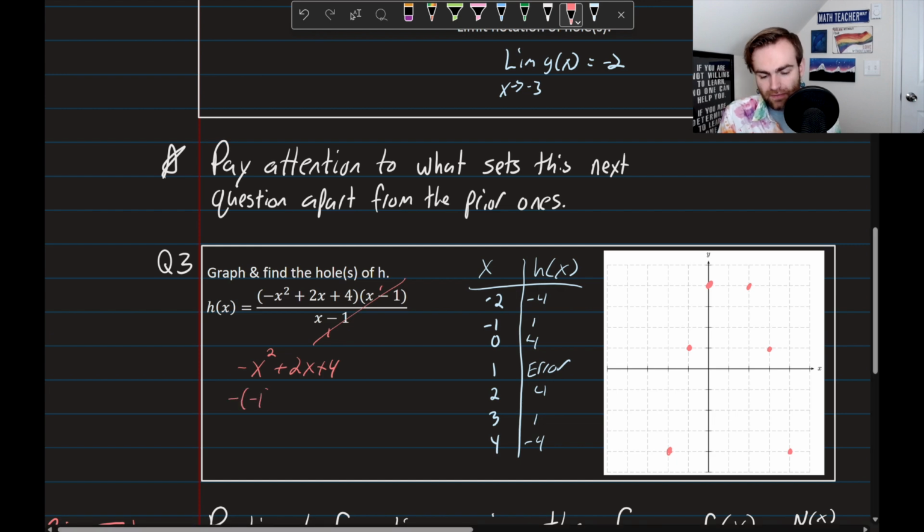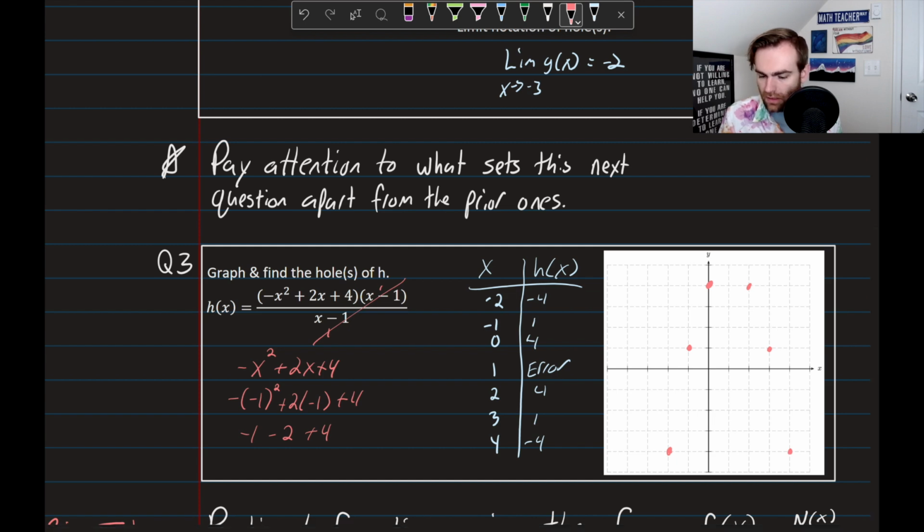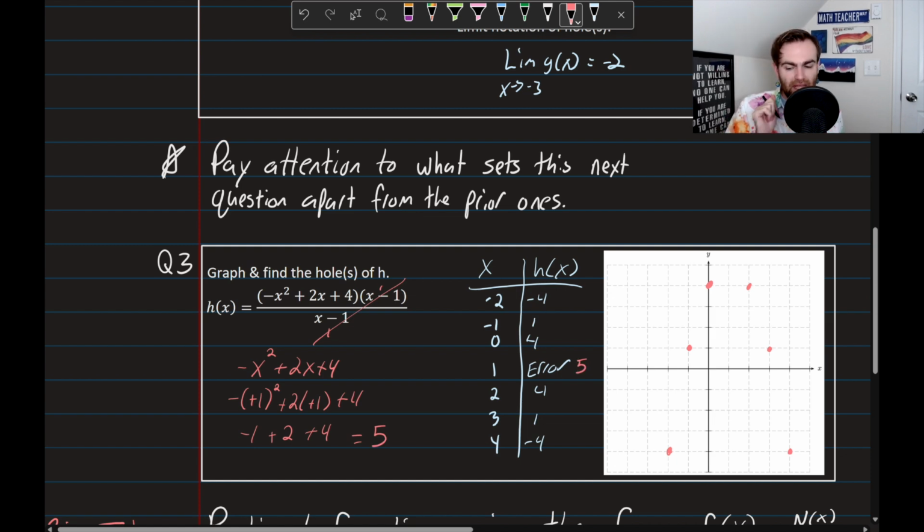So -1 squared plus 2 times -1 plus 4. Negative squared is positive, so we have -1 minus 2 plus 4. I made a mistake. We plugged in a -1 for some reason. It is a positive 1, Mr. Whaley. That gives us 5. So even though there's an error, it does not exist, there is a hole at 1, 5.